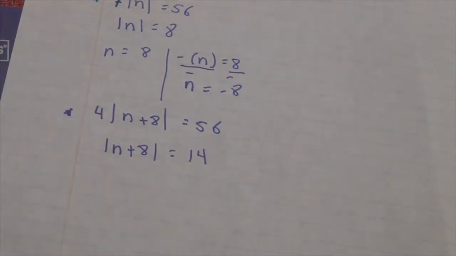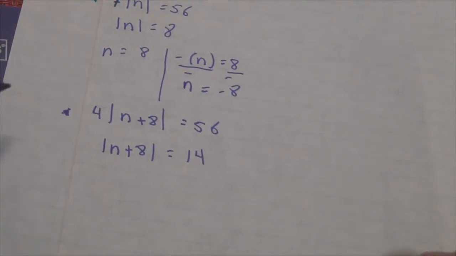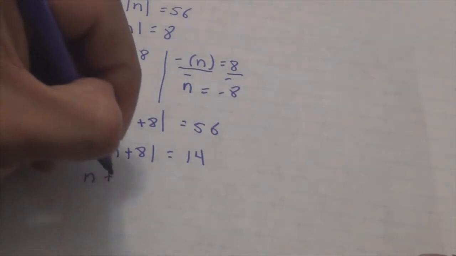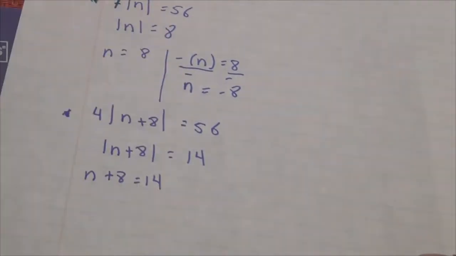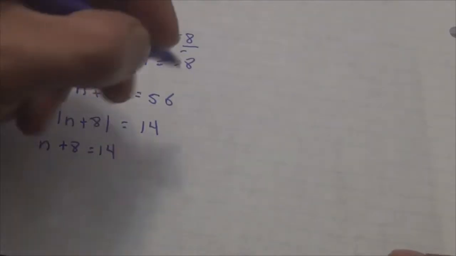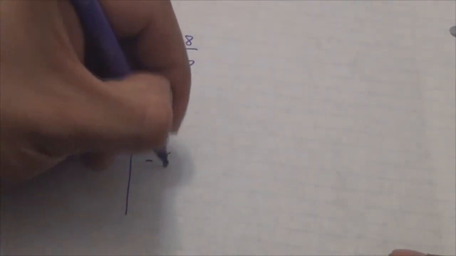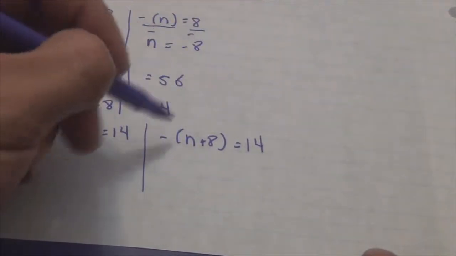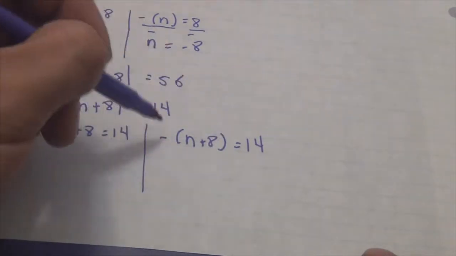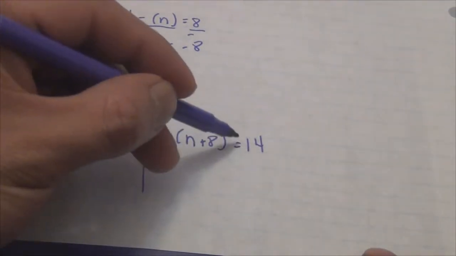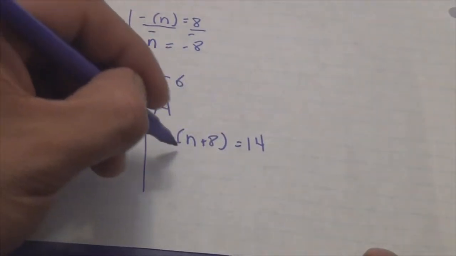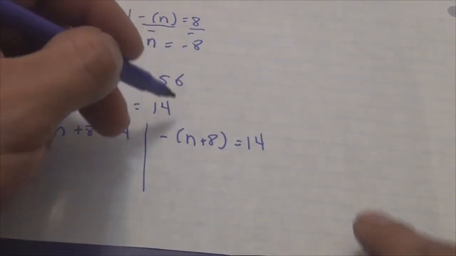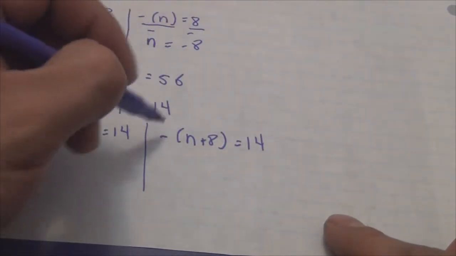Alright, the absolute value is by itself now, and now we created two case scenarios. One where we just have the regular equation, and the other one where we have the negative of that expression. Alright, so now I can do two things. I can distribute the negative right here, so negative n minus 8 equals 14. Or I could just divide by the negative to make this positive, or multiply by a negative. The idea is to get rid of this negative.